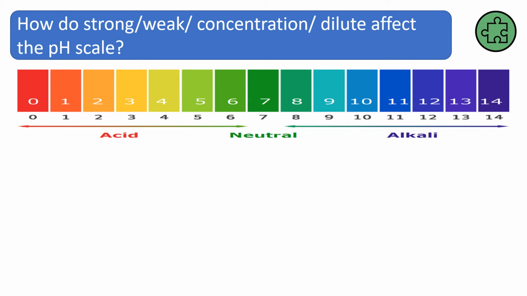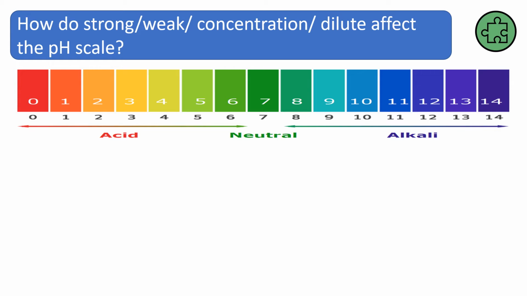So far we've looked at the pH scale. You should recognise this. You should know the colours and the numbers. You should recognise neutral is in the middle. As we get further away from neutral down to 0, it's becoming a stronger acid. And as it's going further away from neutral towards 14, you're getting a stronger alkali.